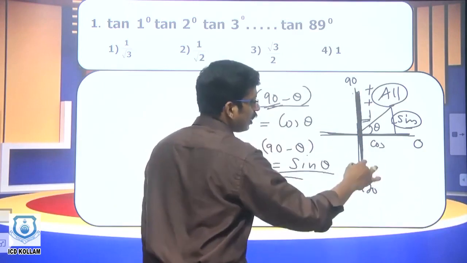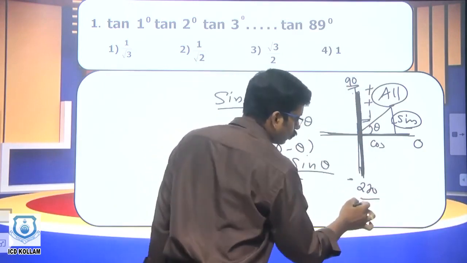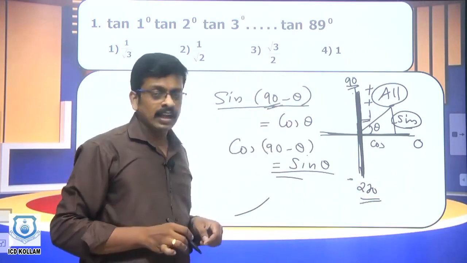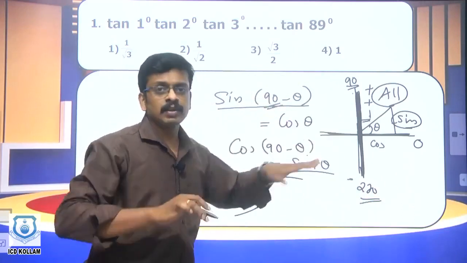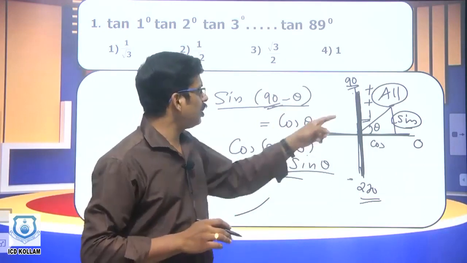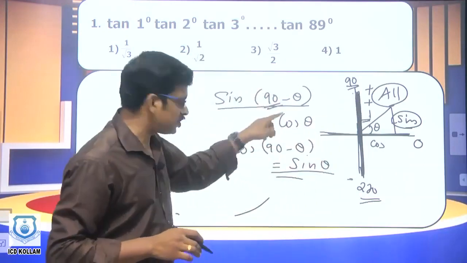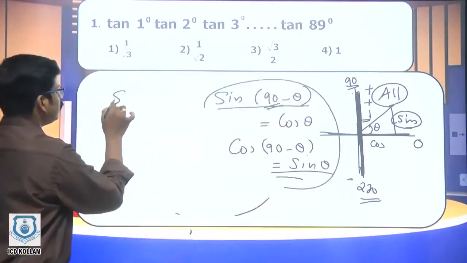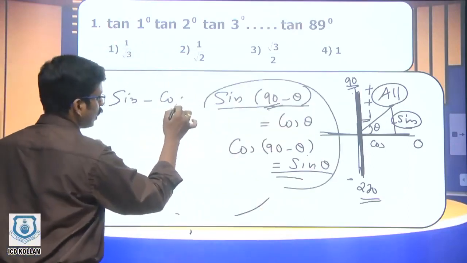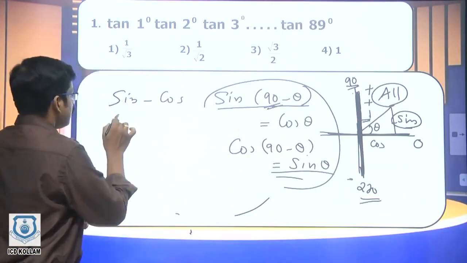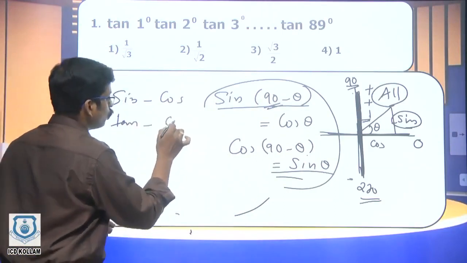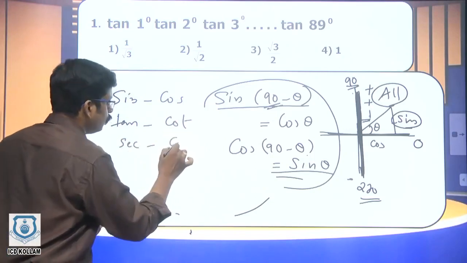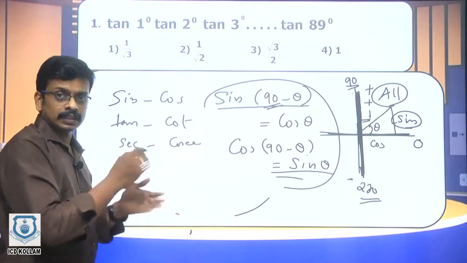In accordance with this, if the angle comes with the 90 or with the 270 here, it will change to its cofunction, and we will discuss more about that later. So anyway, it is now changed. In a similar way, sine will change to its cofunction cosine, tan will change to cot, and sec will change to cosec, and vice versa.